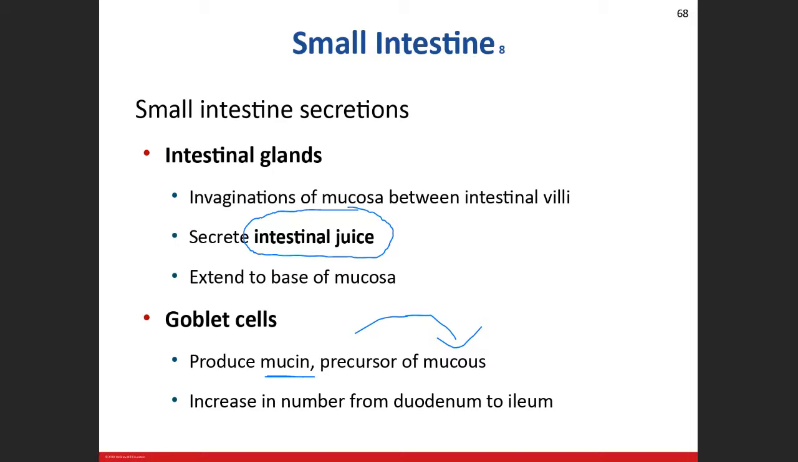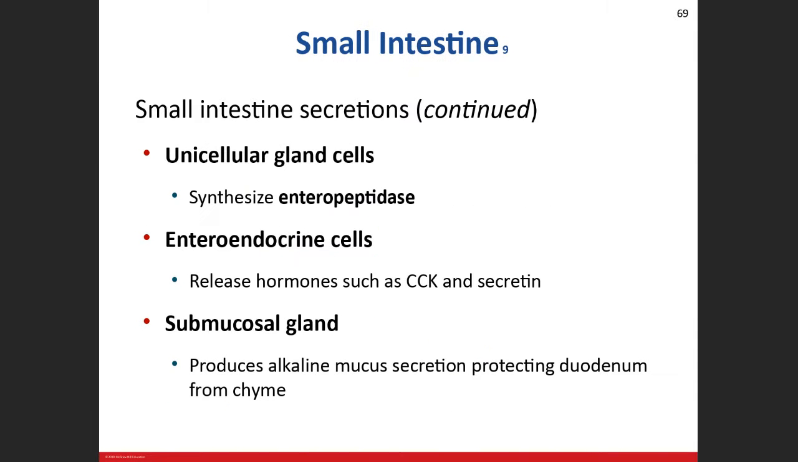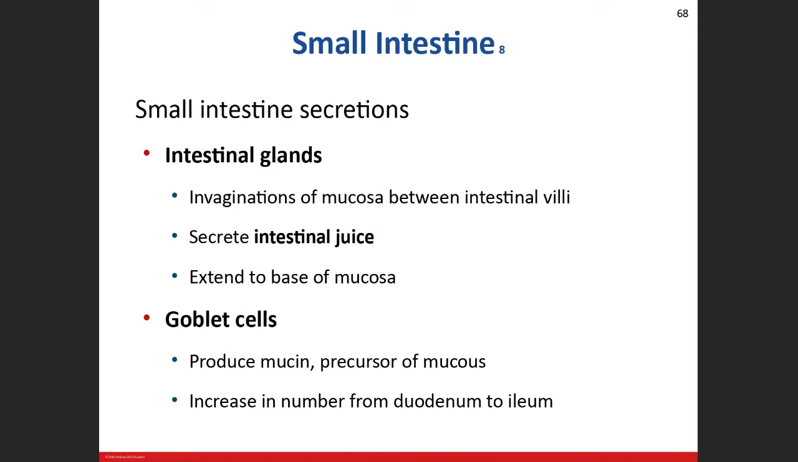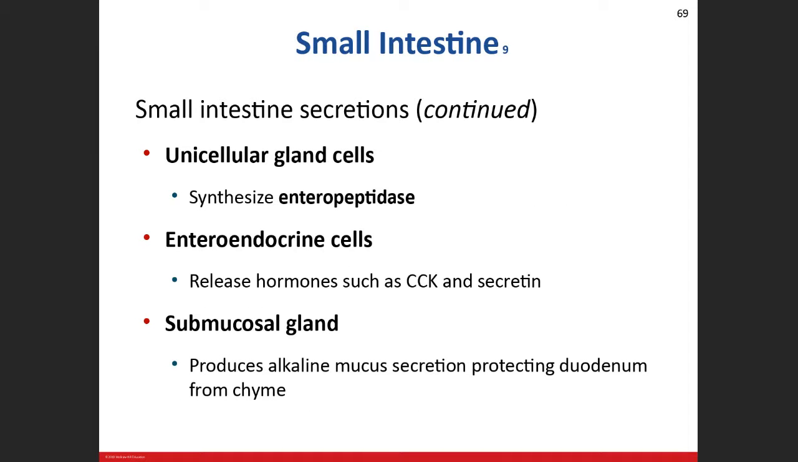And then you're going to find in these tissues several different structures. For example, let me go back here. When we talk about intestinal glands, goblet cells, the unicellular glands, the enteroendocrine cells, and the submucosal glands, point being is, you're going to see all these different structures in these villi, and they all have an individual role.